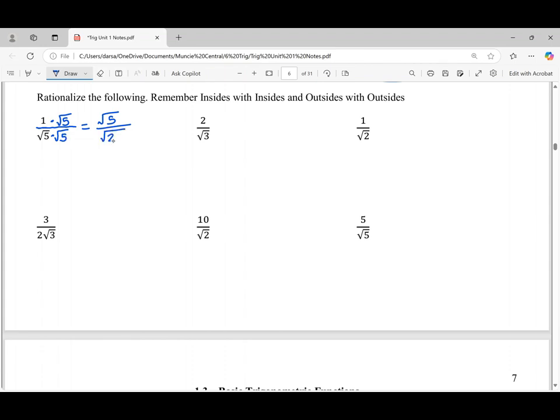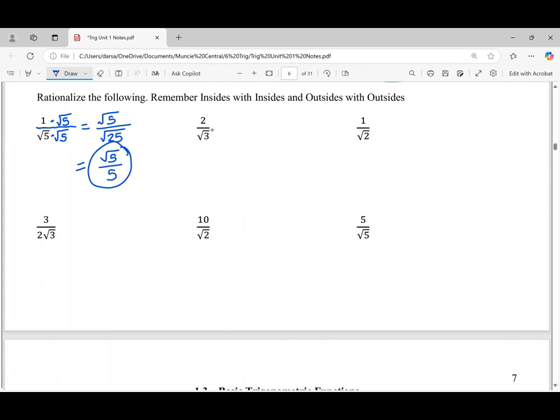Down here, we're going to get the square root of 5 times 5, or 25. But what is the square root of 25? Well, the square root of 25 is 5. So that denominator will simplify to 5. And so we get square root of 5 over 5. That is how this simplifies.